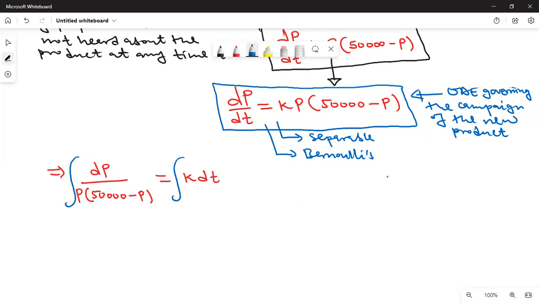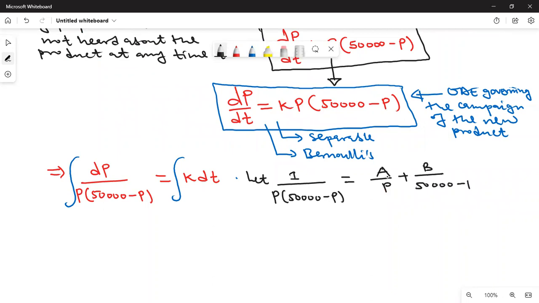On the left, we are going to use partial fractions because I can see the denominator consists of products of two linear factors. So let me use another color. Let 1 over P times (50,000 minus P) be equal to a constant A over P plus another constant B over (50,000 minus P). So those are partial fractions.